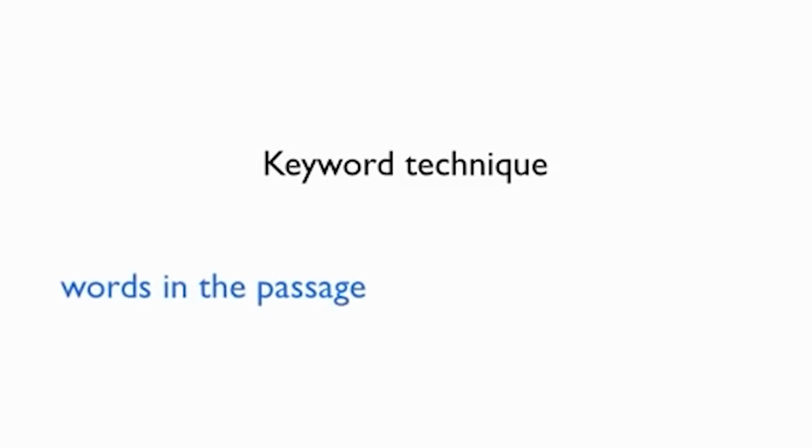That's the end of this lesson. In summary, the keyword technique means searching for words in the passage that have a similar meaning to words in the question. When you find them, read that part of the passage carefully and try to work out what the correct answer is.